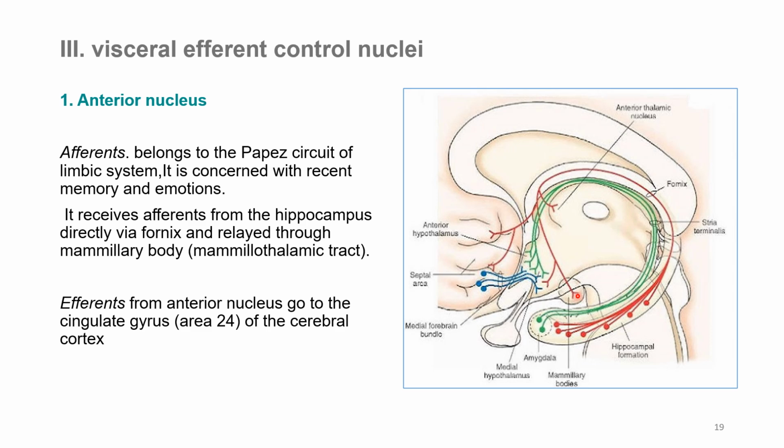Okay, so it receives its inputs from the limbic system, that is from the hippocampus and from the mammillary body. The efferents will go to the cingulate gyrus, that is area number 24 of the cerebral cortex. In future videos the Papez circuit will come in detail.